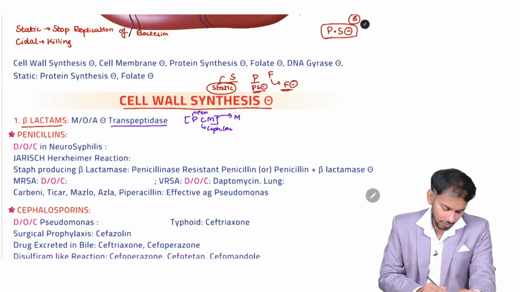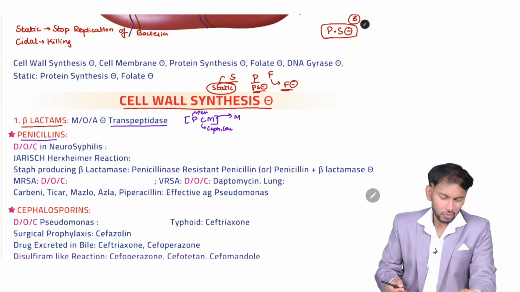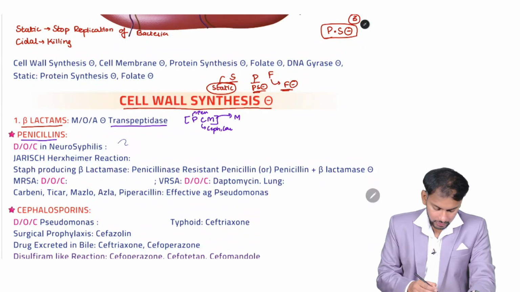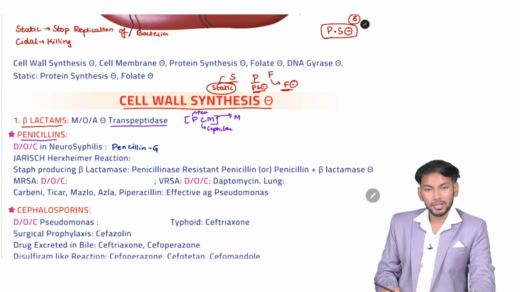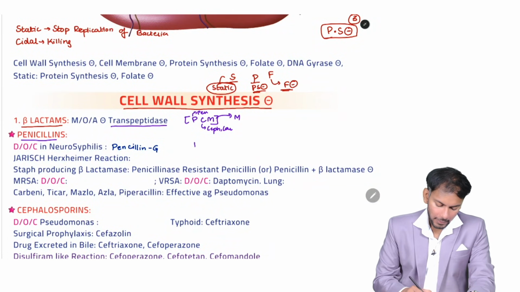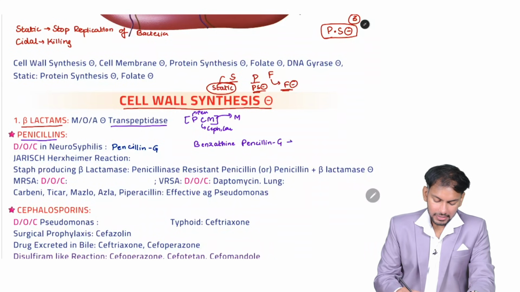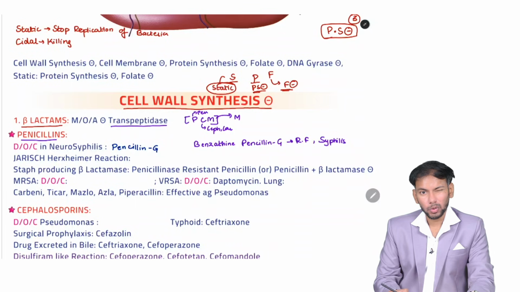So first let us start with penicillins. What is the drug of choice in neurosyphilis? It is penicillin G. This is the aqueous form. Now if you remember benzathine penicillin G, it is used in rheumatic fever prophylaxis as well as syphilis treatment. These are 2 important things that you need to know about penicillins.